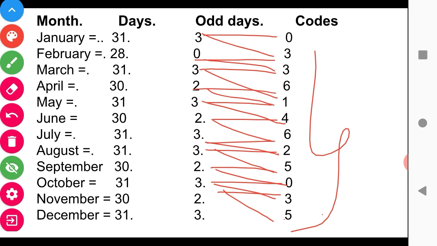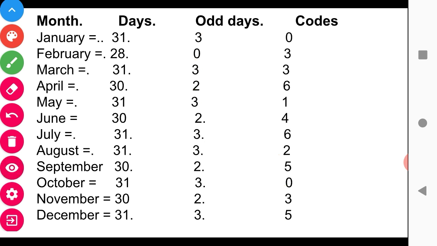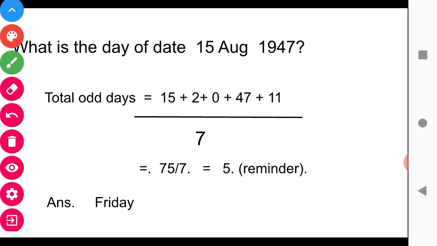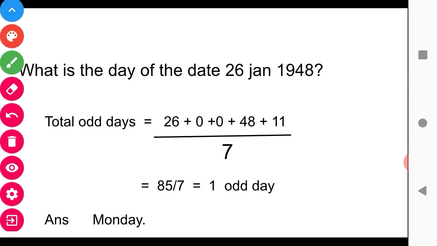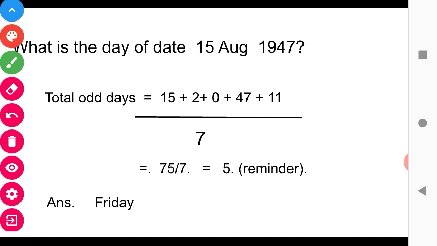So by using these month codes, we no need to calculate the odd days of the previous months. Now our job is how we are getting the year codes.